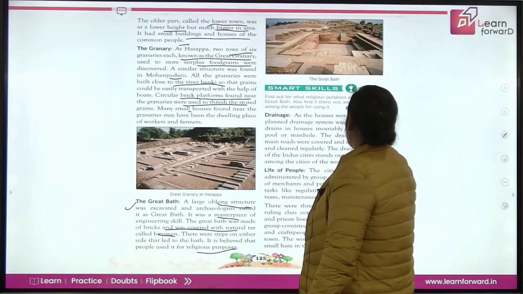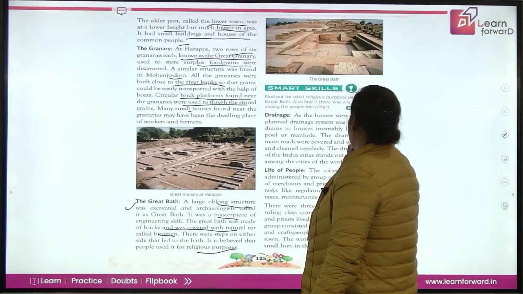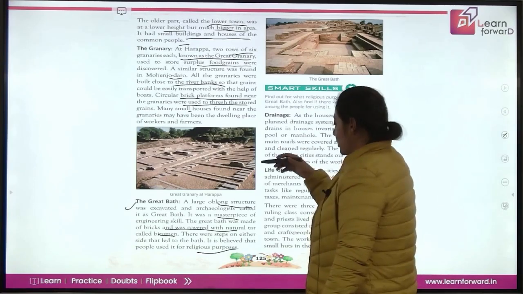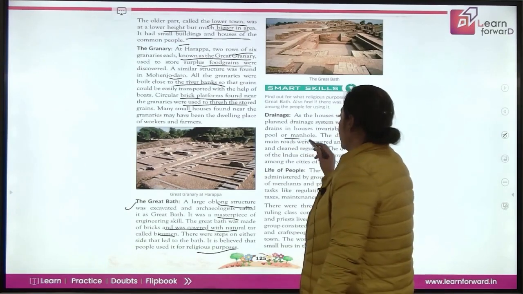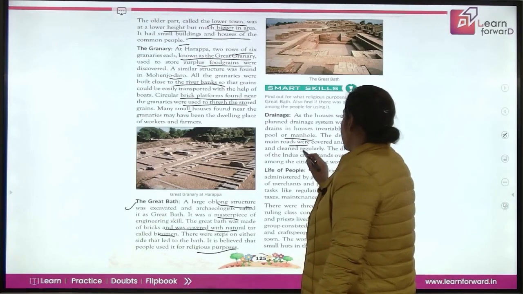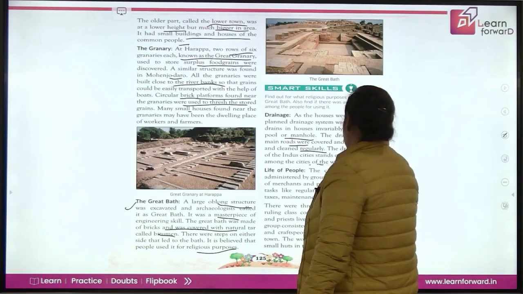As the house was built, the main kitchen was laid out. The drains in the house in the area led to cesspools or manholes. So cesspool or manhole, jitna bhi drainage tha wo kitchen se ho raha tha, ek manhole mein ja raha tha. So drains along the main road were covered and specially cleaned regularly. The drainage system of the Indus cities stands out very markedly among the cities of that time.